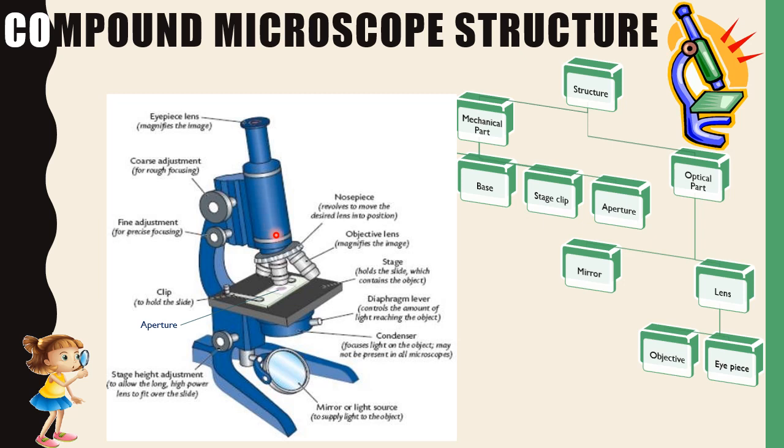The function of the stage clip we already discussed. There are two adjustments here, the coarse adjustment and the fine adjustment, which can be rotated. The coarse adjustment is of low power, whereas the fine adjustment has a better focusing power. By adjusting these two knobs, we can easily increase or decrease the level of detail that is to be examined through the eyepiece.